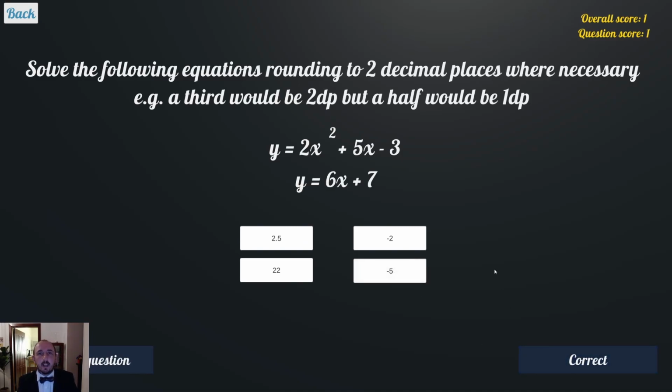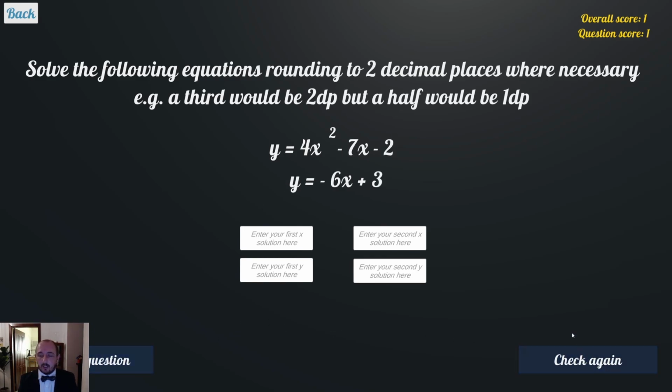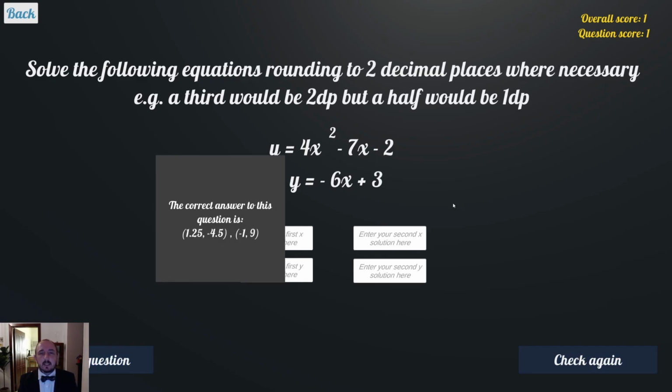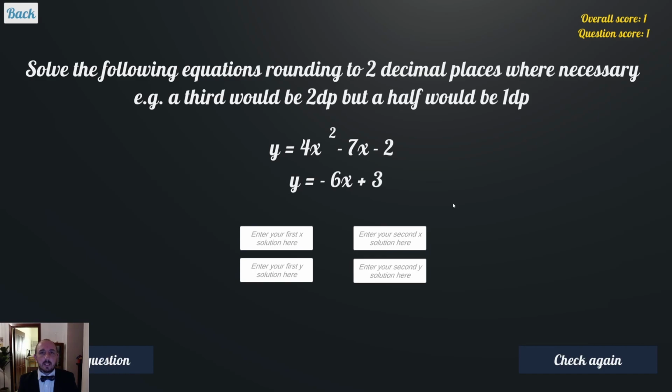Okay, so we've got that correct, and you can keep trying these over and over again, and the app will check your answers for you. You need to round to 2 decimal places if it's something like a third, or 1 decimal place for a half or a fifth or something like that. But you can keep practicing these, and if you check your answer and you get it wrong, then you can press the tab key to see the solutions and see where you made your mistakes.